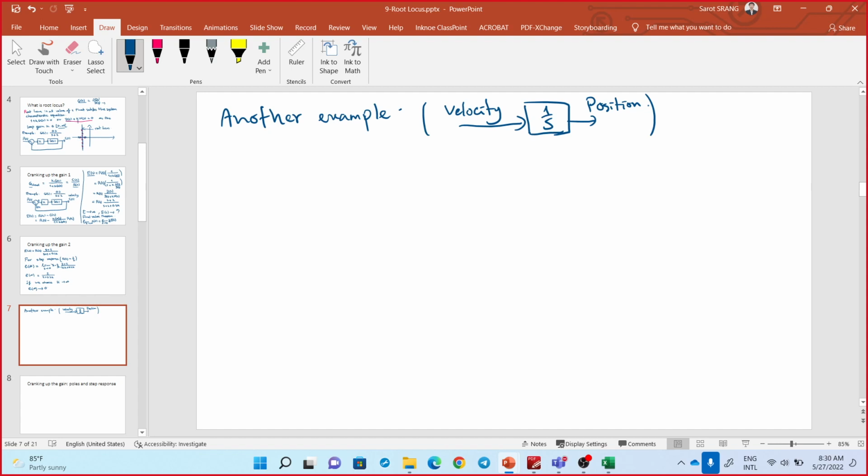So the next example I'm going to show is for the plant, we have 0.3 over s, s plus 2 for the velocity model, but then you have another integrator to get the position model. So here is position. Again, you want to design a controller gain, k, right?